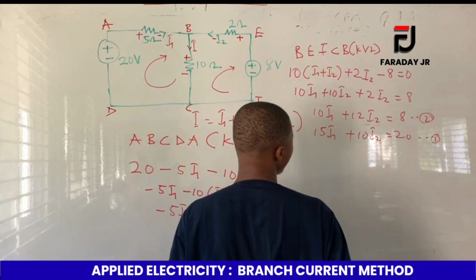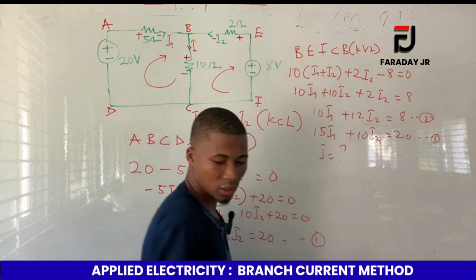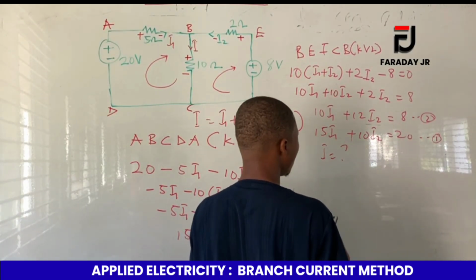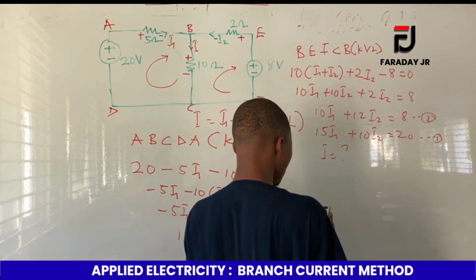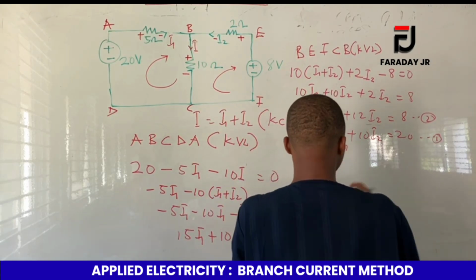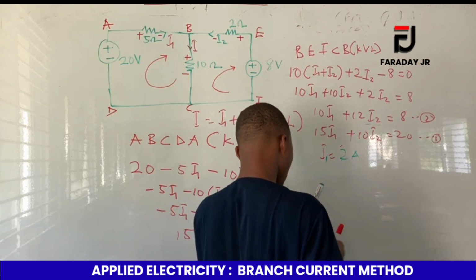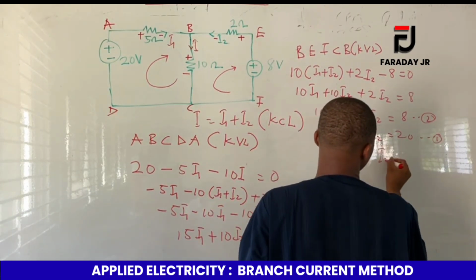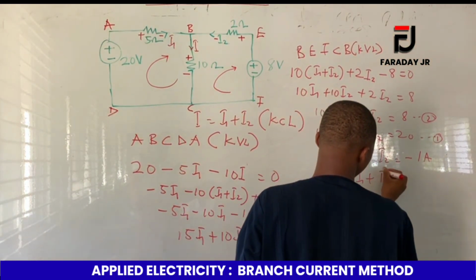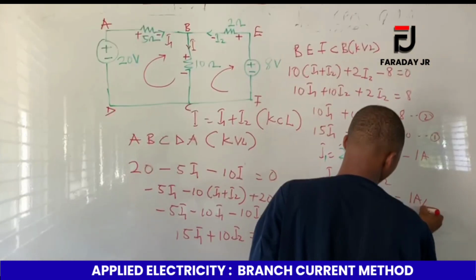You can use your calculator or anything to do it. So after you are done, you get your I1 being equal to a certain value. Let me just use my calculator to do it. So we have 10, we have 12, and then we have 8. 15, 10, and then finally 20. So we had our I1 equal 2 amps, and then that of I2 is equal to negative 1 amp. But we know that I is equal to I1 plus I2. So therefore, we can say our I is equal to 2 minus 1. And that will give us 1 amp.